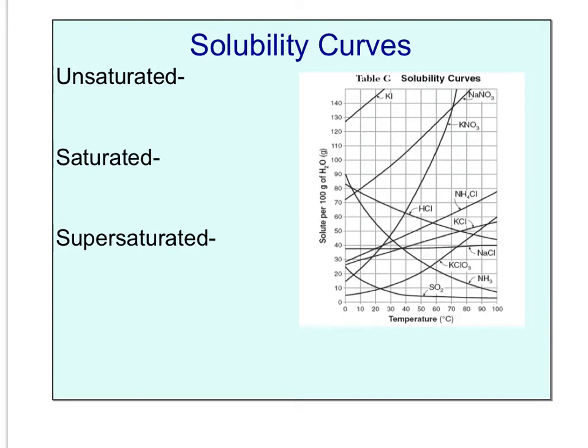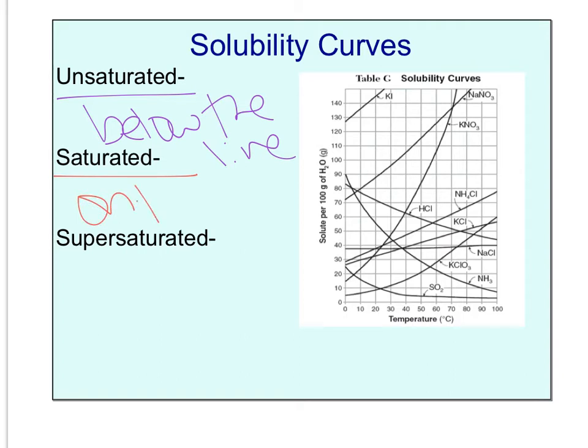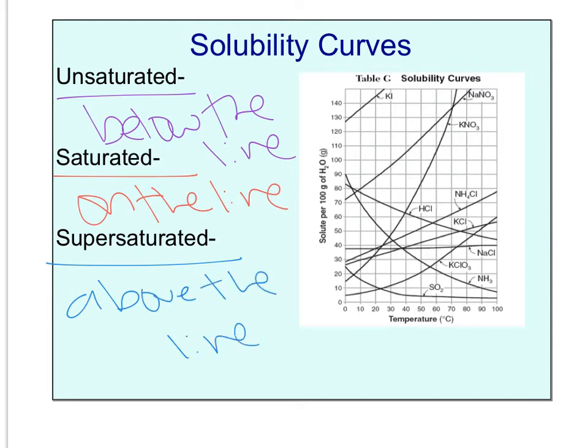So how we're going to read this graph is, if at any given point it falls underneath a solute line, that is going to be unsaturated. If it is on the line, that is going to be saturated. And if it is above the line, that is going to be supersaturated.